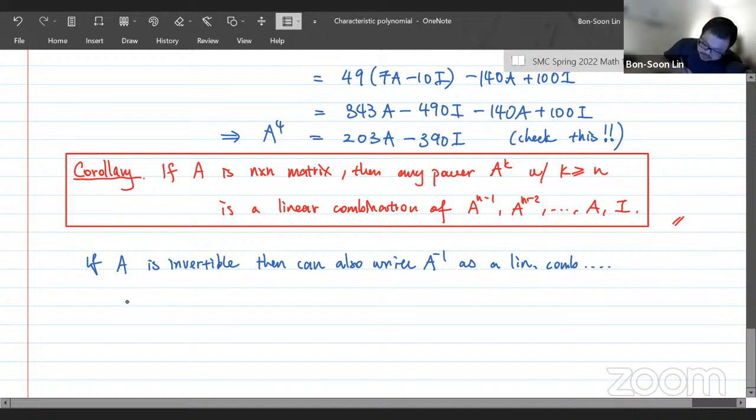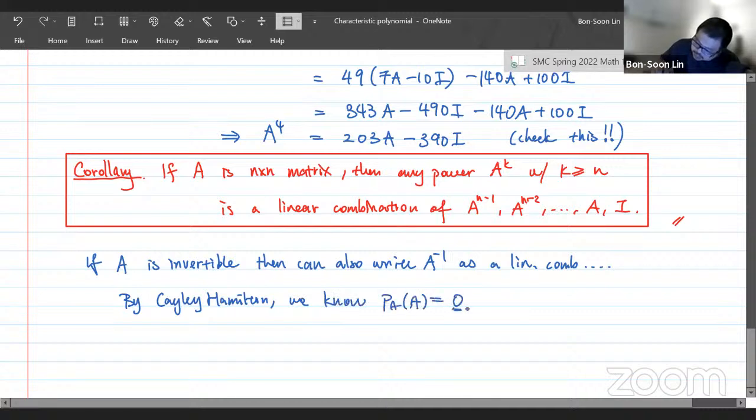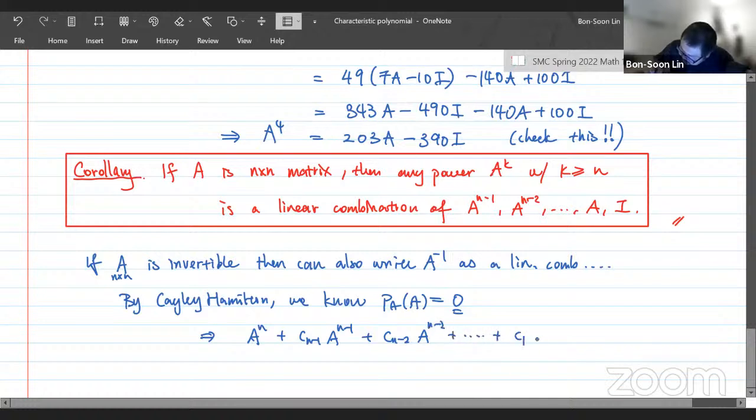All right. So by Cayley-Hamilton, we know p_A of A is equal to the 0 matrix, where p_A is the characteristic polynomial. So this is saying that, let's say A is n by n, A to the n plus some coefficient c_{n-1} A to the n minus 1 plus c_{n-2} A to the n minus 2 plus dot dot dot plus c_1 A plus c_0 I is equal to the 0 matrix.